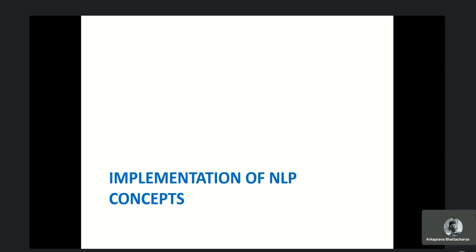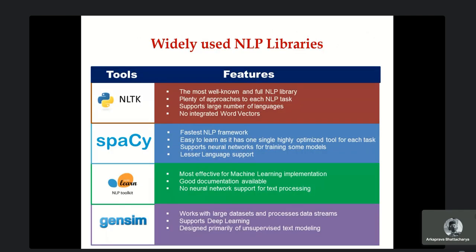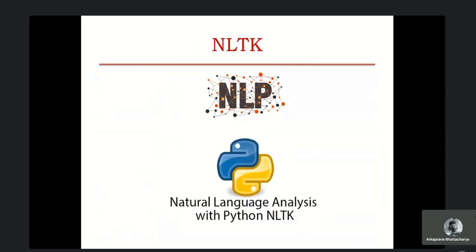So, what are the different methods and libraries which I can use in order to implement the NLP concepts? There are widely used NLP libraries. You can see there is NLTK, the most well known and full NLP library. Then you have spaCy, the fastest NLP framework, which has a beautifully built-in pipeline for natural language processing, like the NLP pipeline we have seen. Then you have Scikit-learn, then you have Gensim. So these are different NLP libraries which help us deal with natural language processing.